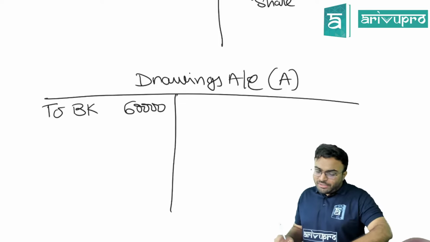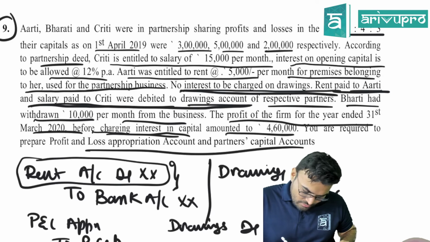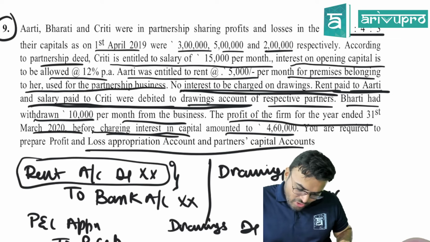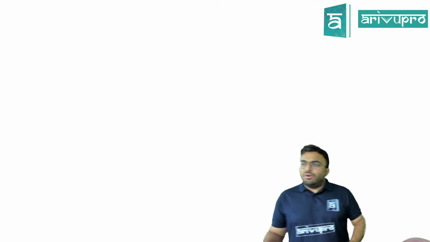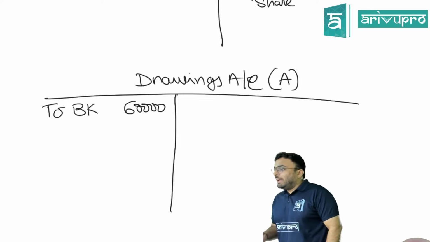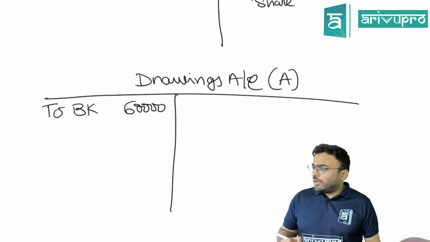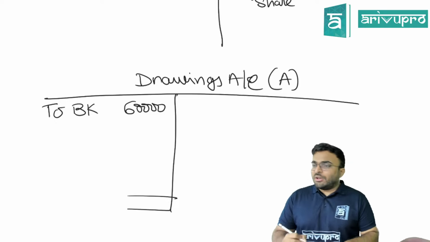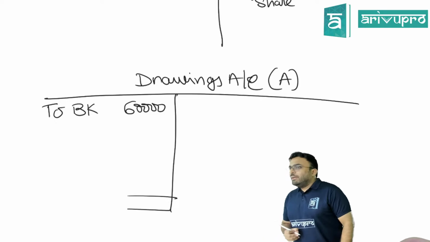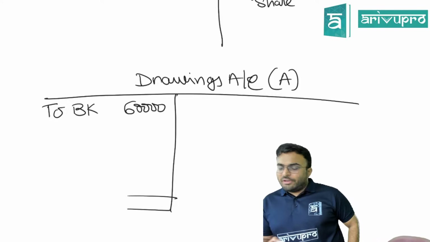Now what we should do? Art, do they have drawings in the question? Yeah, it is there. But who had withdrawn? Art has not withdrawn anything. Bharti has taken 10,000 per month from the business. Now, we are paying rent to whom? Art. When we are paying rent to Art, they pass this mistaken entry. They pass drawings account debited to bank. Now, what we should do? If you keep this drawings like this, 60,000 will get reduced from Art's capital account. So now what will you do? 60,000.